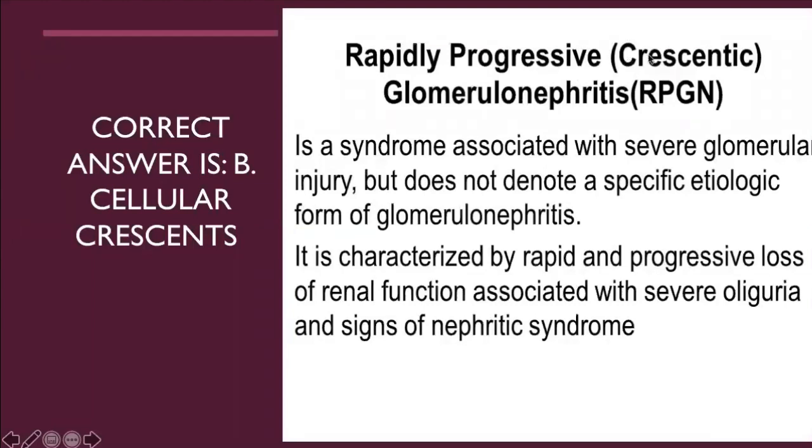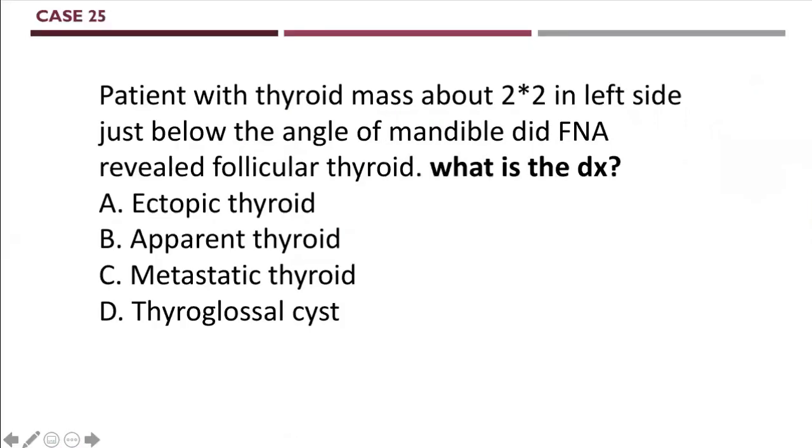Rapidly progressive crescentic glomerulonephritis is a syndrome associated with severe glomerular injury, but does not denote a specific etiology for glomerulonephritis. It is characterized by rapid and progressive loss of renal function associated with severe oliguria and signs of nephritic syndrome. So cellular crescent goes with rapidly progressive glomerulonephritis, and they call it crescentic glomerulonephritis.